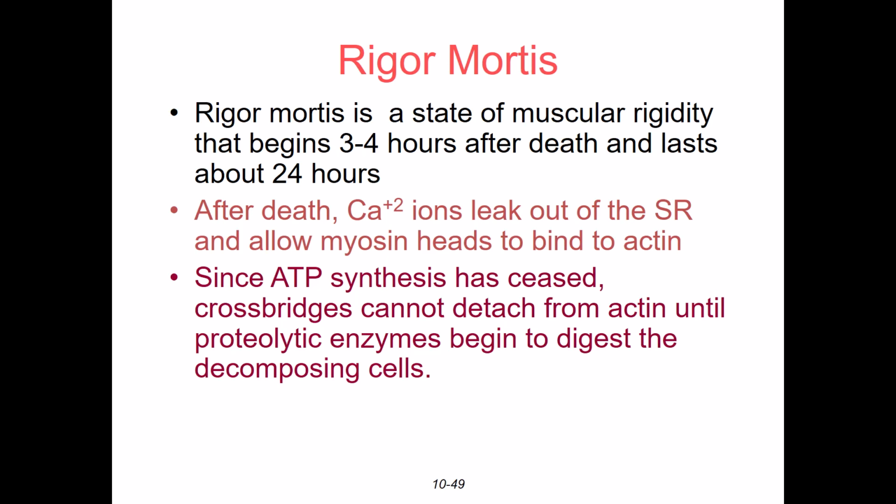Rigor mortis is a state of muscular rigidity that begins 3 to 4 hours after death, and it lasts about 24 hours. So after someone dies, they are going to have rigor mortis set in where they become really, really stiff. What's actually happening is calcium ions came out of the sarcoplasmic reticulum, and they cause that cross bridge to form between actin and myosin. But someone who is dead is not producing ATP, where that myosin head can detach and grab again. And then we end up with stiffness. After 24 hours, enzymes begin to break down decomposing cells, and it becomes soft again.